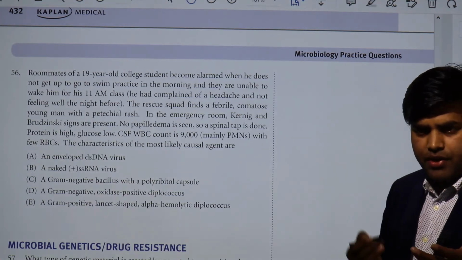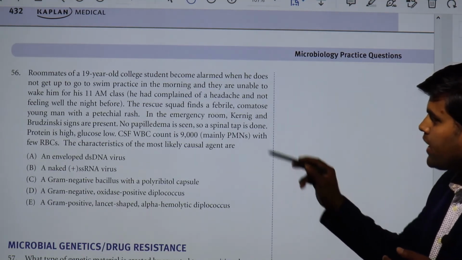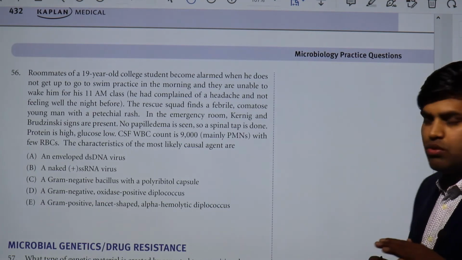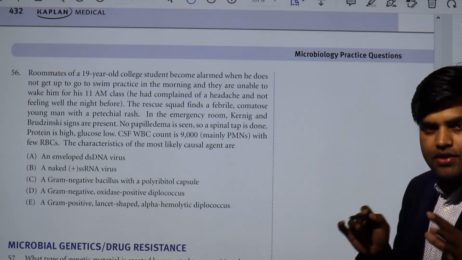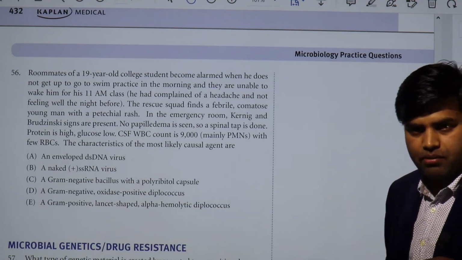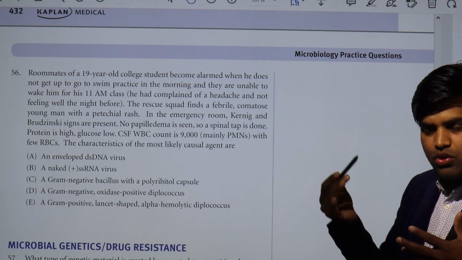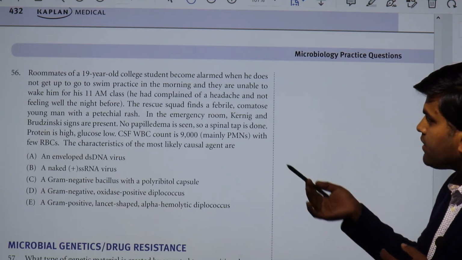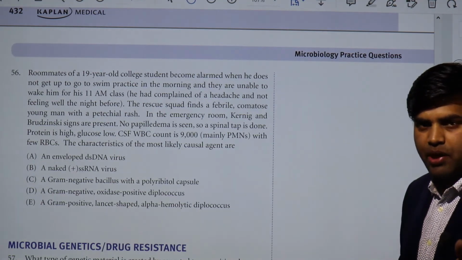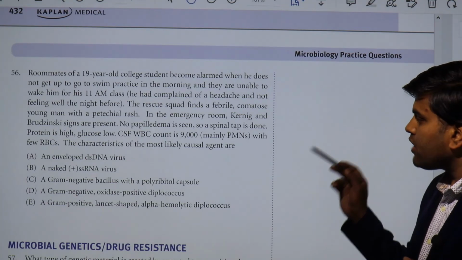So on spinal tap, after the report came, they found the protein is high, glucose is low, and the WBC count is 9000. So there is high neutrophil count, low glucose, and high protein. This is the characteristic finding of bacterial meningitis. Glucose is low because it is utilized by the bacteria, protein content is high due to inflammation, and WBC obviously will be high in a bacterial infection. So with few RBCs, these are the characteristics pointing to the most likely causative agent.